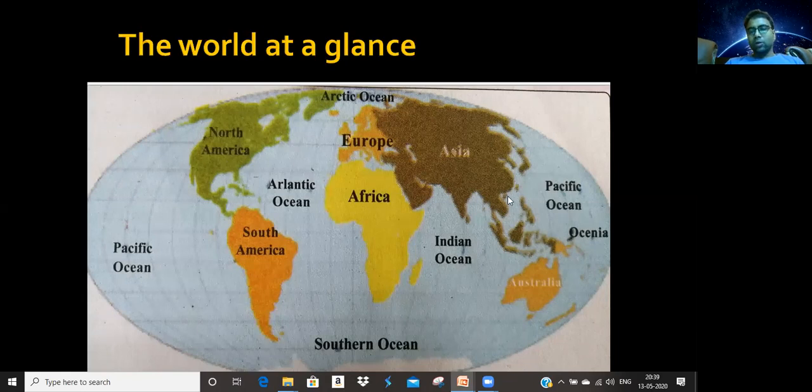Today, look at how the world looks. This is Asia, this is Europe, North America, South America, Africa, and here is Australia. So you can see the continents have been pulled apart and they're quite far away. Nothing like it was 300 million years ago when the entire landmass was a single whole.